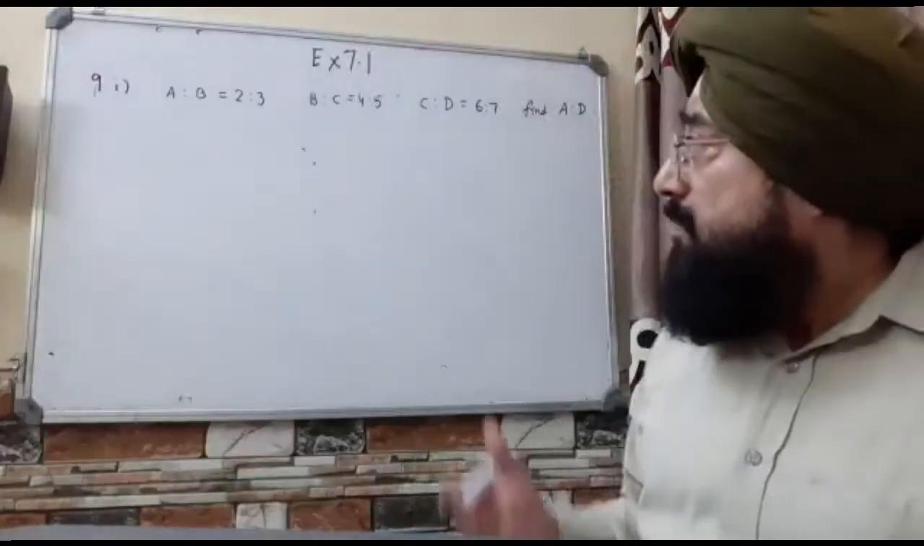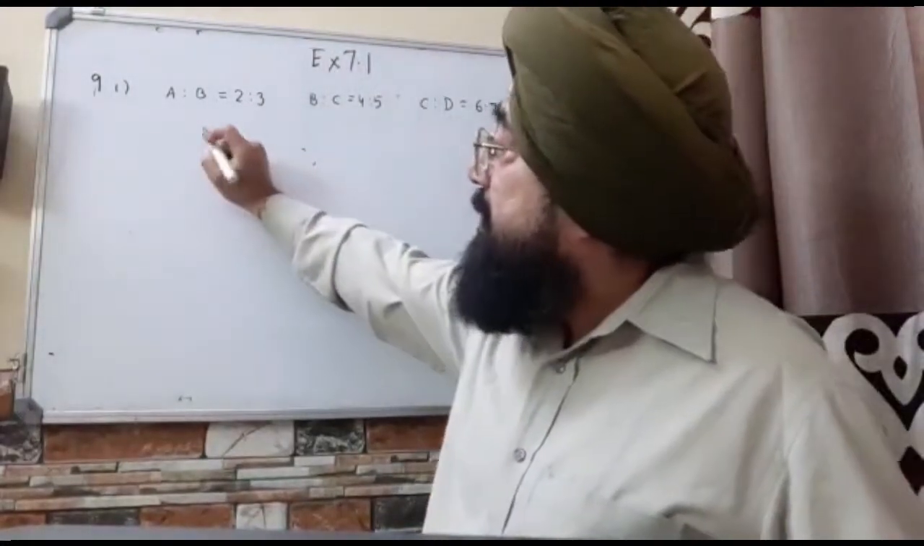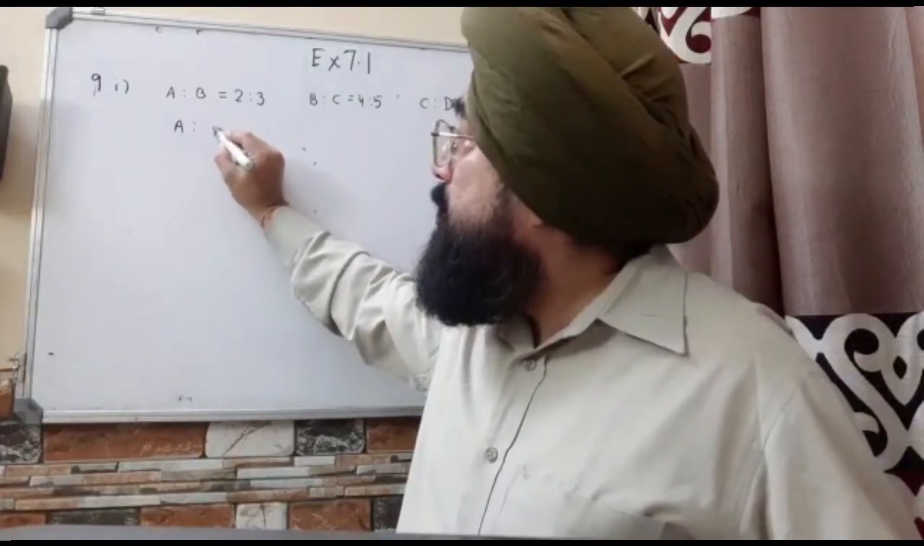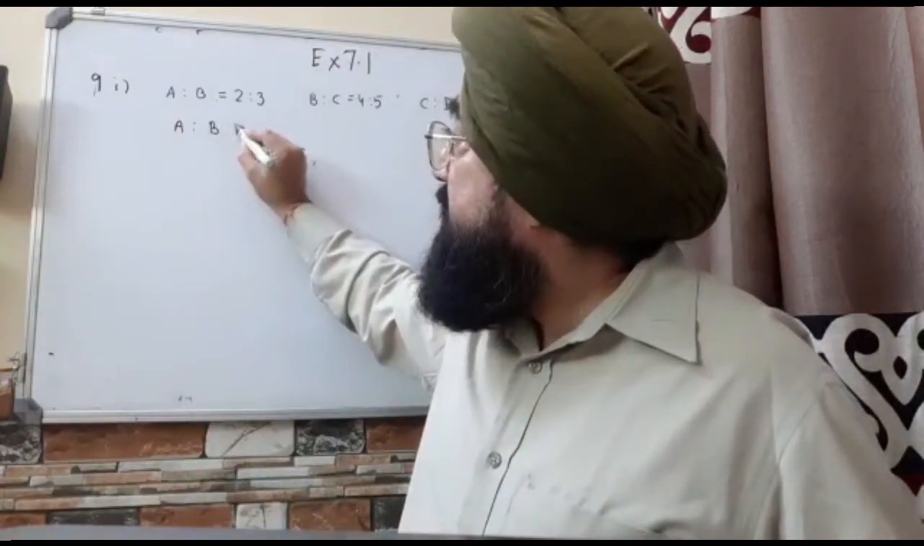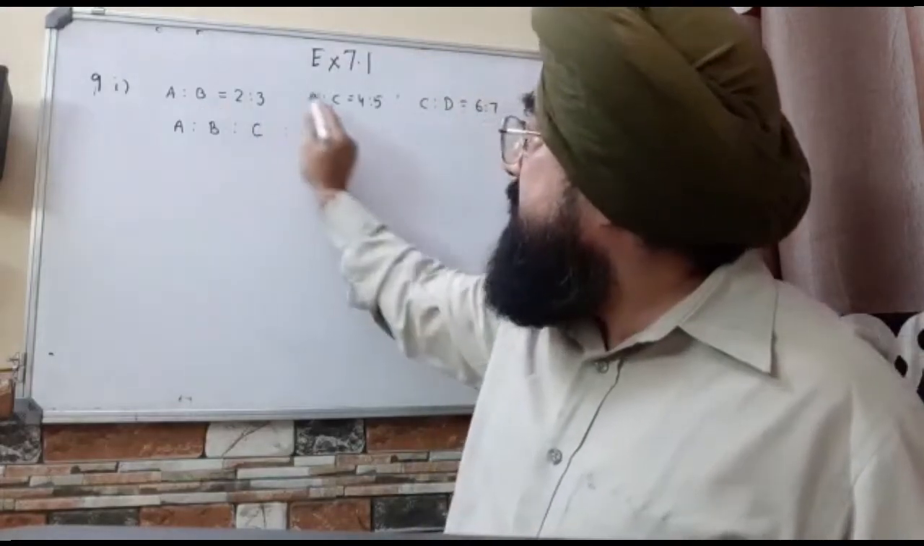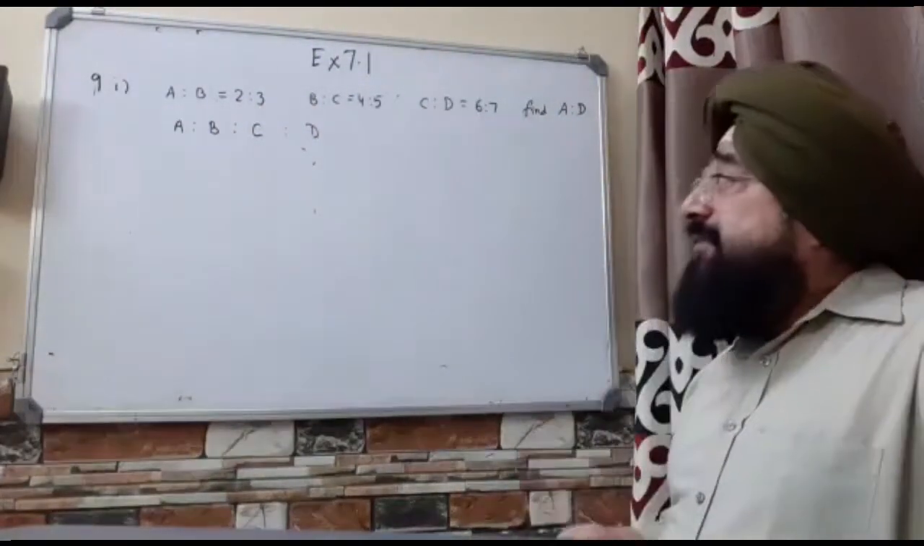Excellent, sir. One way of doing this ninth question, first part of exercise 7.1, is this. I write it like this: A is to B is to C is to D, because all are linked. See, A is to B, then B is to C, then C is to D, then D is to A, find.